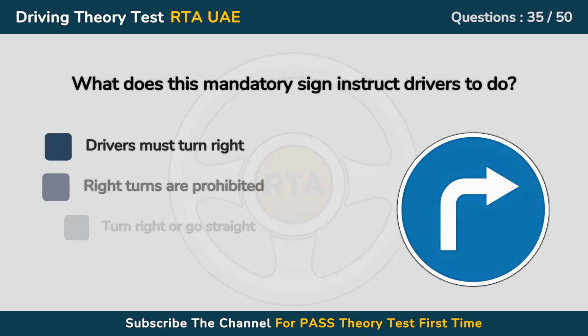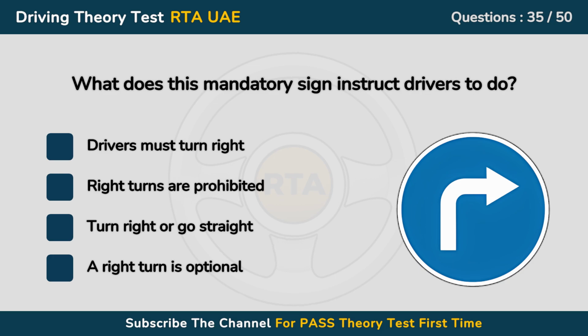Question 35. What does this mandatory sign instruct drivers to do? A. Drivers must turn right. B. Right turns are prohibited. C. Turn right or go straight. D. A right turn is optional.